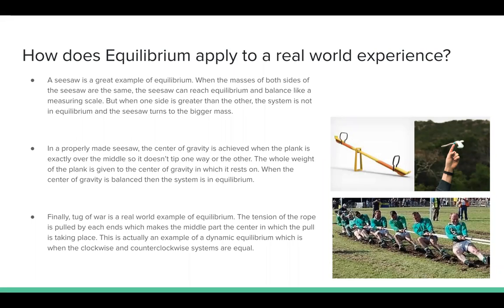The whole weight of the plank is given to the center of gravity on which it rests. When the center of gravity is balanced, then the system is in equilibrium.